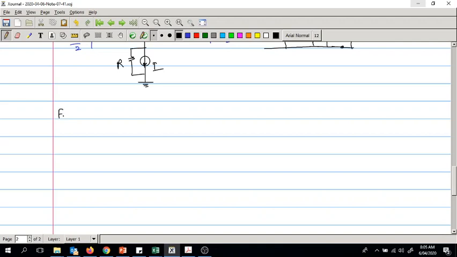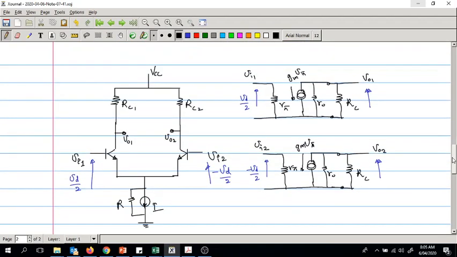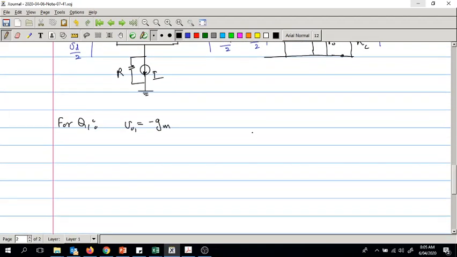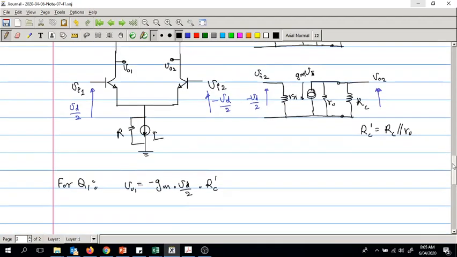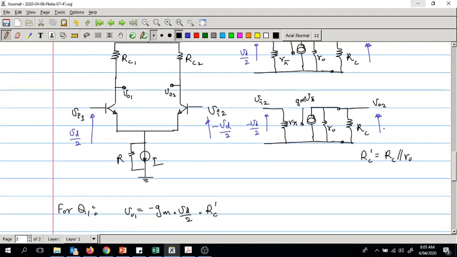So for Q1 we can write Vout1 is equal to minus Gm Vd by 2, right? Gm Vd by 2 into Rc dash. Rc dash here is Rc parallel Rout, right? So Rc dash is Rc parallel Rout.